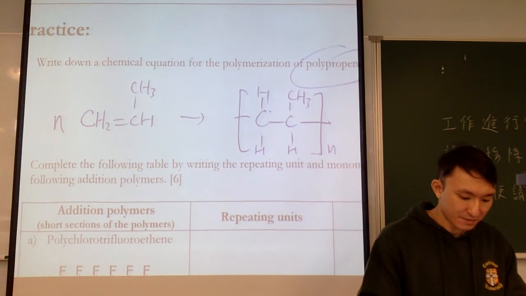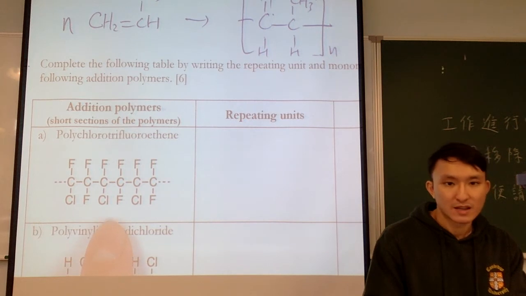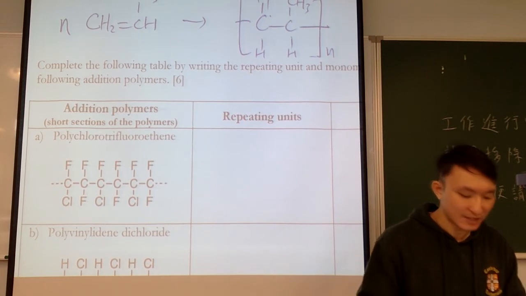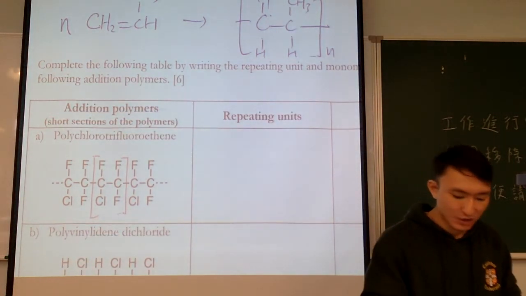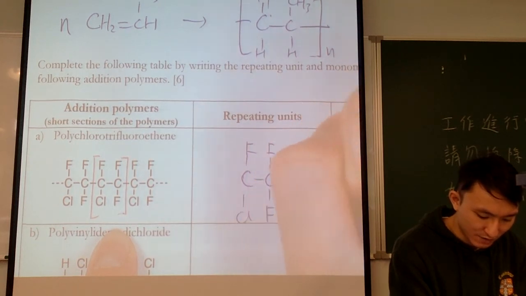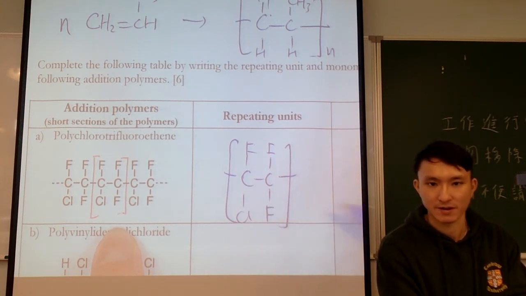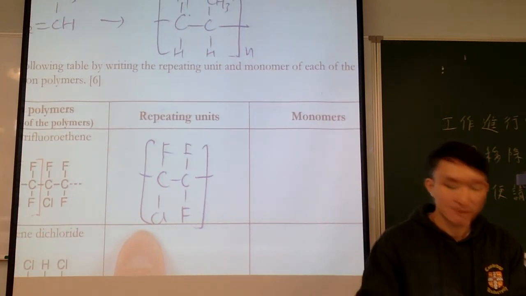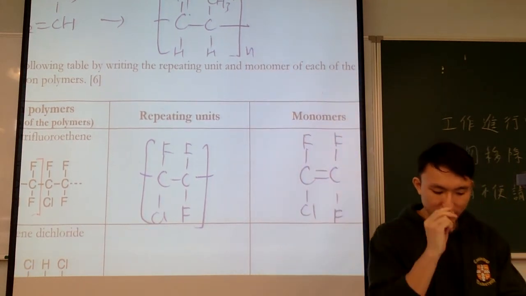Okay, now down here, you are trying to identify the repeating unit and the monomer from a short section of the polymer. So this is basically to identify the repeating unit. Here, this one should be the repeating unit. CCFCl. Now remember, don't put down the n. If you put down the n, then it would be the polymer. Now the monomer, all we have to do is to give it back the CC double bond. Just like that.